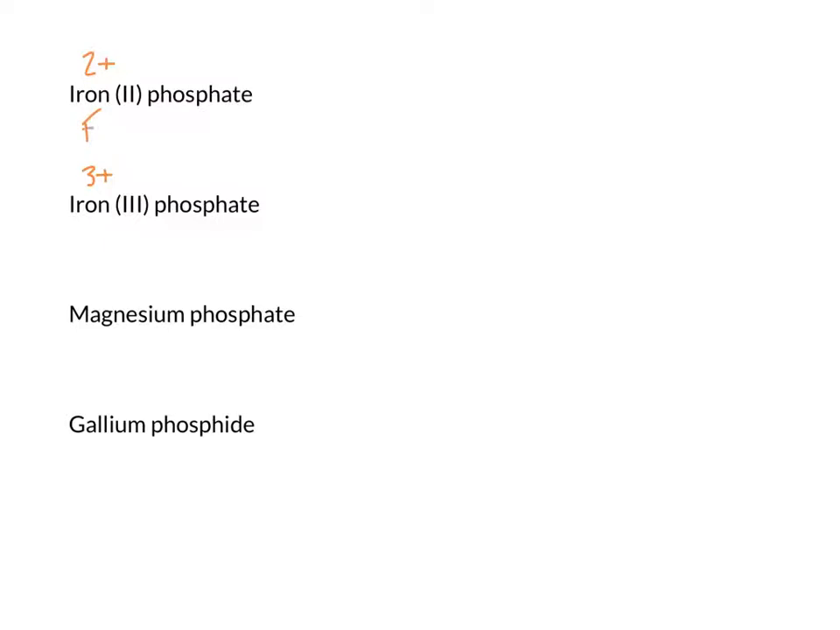So iron is Fe. I'm going to change my color here, get a couple of different colors going. And then phosphate, we do need to know that phosphate has a 3 minus charge, and it's PO4. Now for my students, they're allowed to use a chart of common polyatomic ions that tells us the formula and the charge. So my students do not have to memorize these.